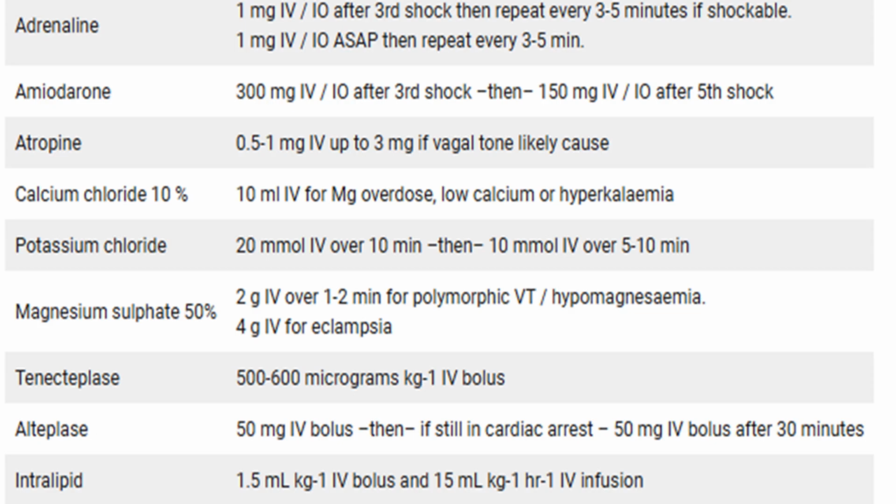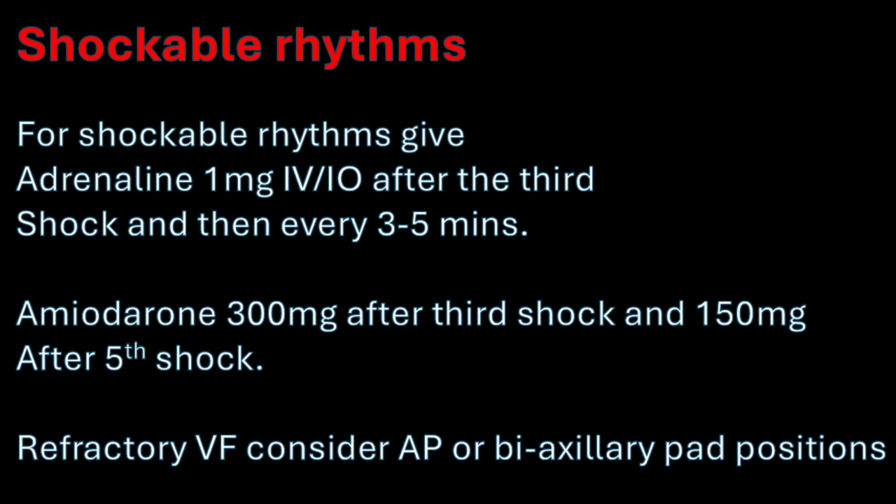This all depends on the clinical history. Again, none of this is delaying the core ALS cycles. Alteplase in the instance of suspected pulmonary embolism, which we will talk about in a specific section. On special circumstances, a 50 mg IV bolus, and intralipid if we're suspecting local anesthetic toxicity.